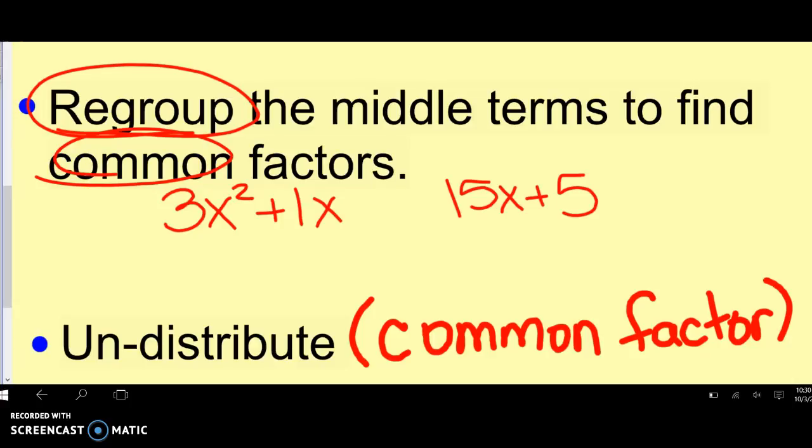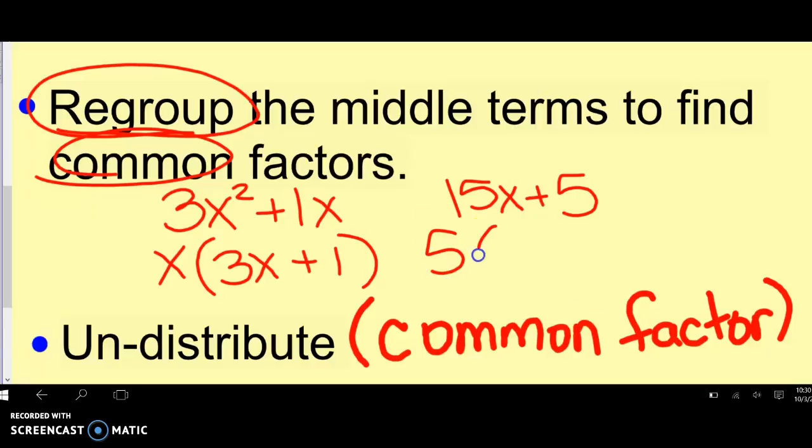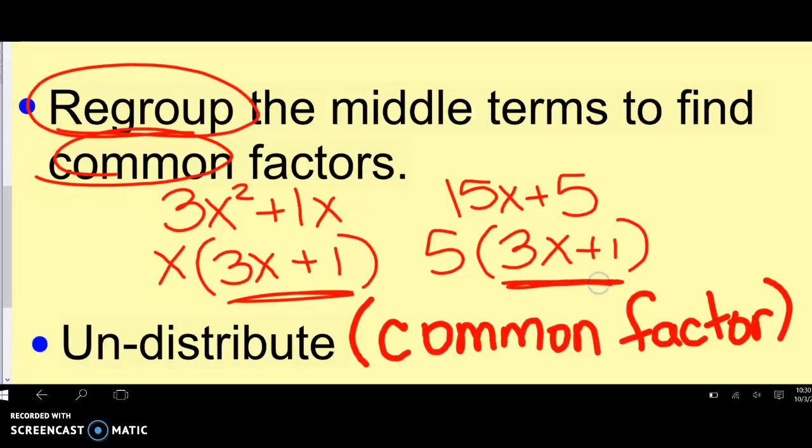So here again, 3 and 1 have nothing in common, but x squared and x do. So we have x. Now you've got to factor that though, so you've got to rewrite 3x squared divided by x. Now we're just rewriting it. So we've got 3x, and then 1x divided by x is just going to be 1. All right, and now we've got on this side on the right, 15x and 5. It looks like 5 goes in. Okay, and then we're left with 3x plus 1. If you do this right, this guy and this guy are going to end up to be the same.